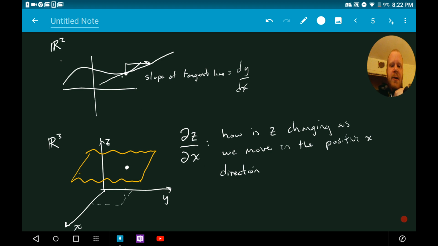Here it's the same exact thing that's happening here. As we move in the positive x direction, how is y changing? So you can picture as we move in this direction, maybe in this surface that I drew, it doesn't seem like z is changing at all. Maybe it just stays right at 7.